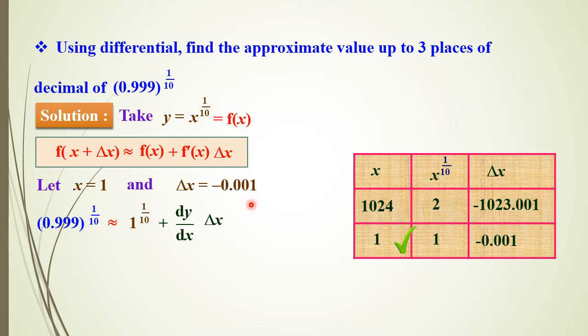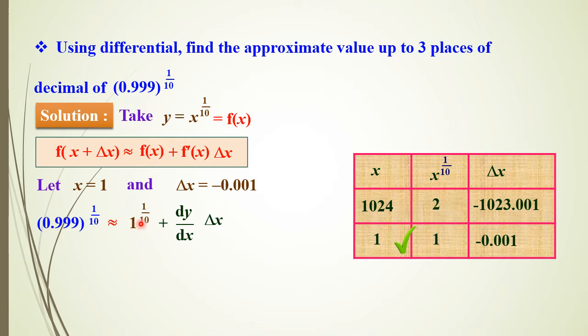So after considering x equal to 1, delta x equal to minus 0.001, whatever procedures we adopted for the previous sums, the same procedure is adopted here also. First, x plus delta x: adding 1 minus 0.001, you will be getting 0.999 whole raised to 1 divided by 10.